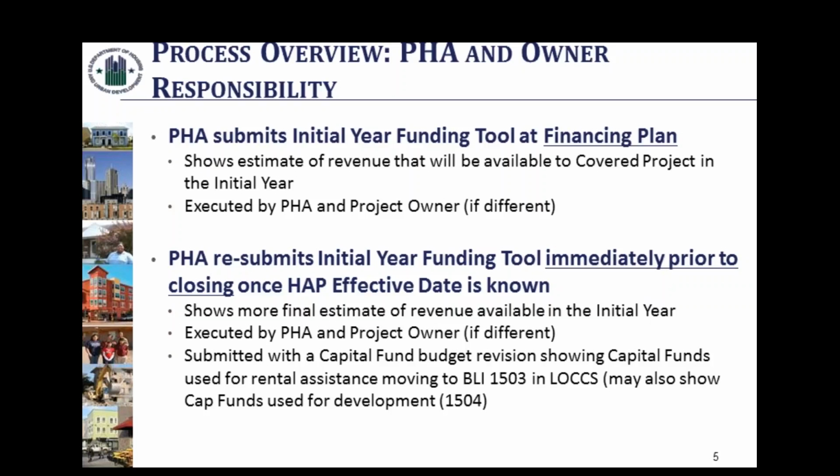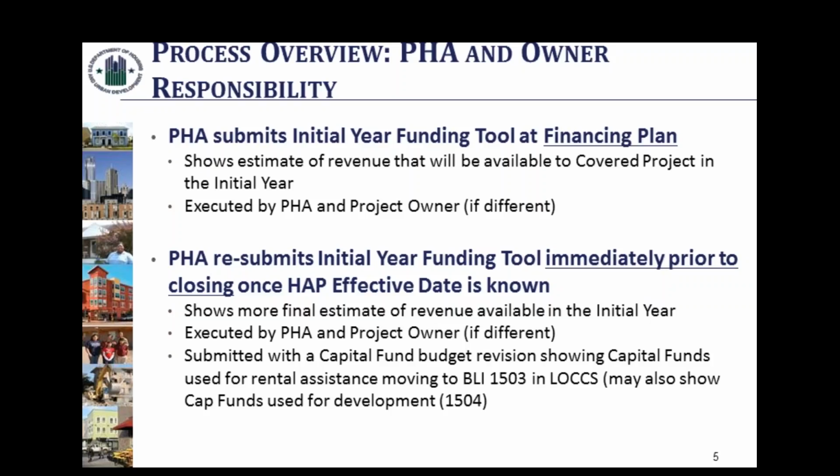We just want to make sure that the parties are aware of the information, have come up with an estimate for themselves, and are aware of that. So we ask for it to be executed by both the PHA and the project owner for those deals where the project will transfer to a different owner. Then at closing, immediately prior to closing, when the HAP effective date is known, the tool gets resubmitted with a final HAP effective date. So we'll get to the tool in a little bit.